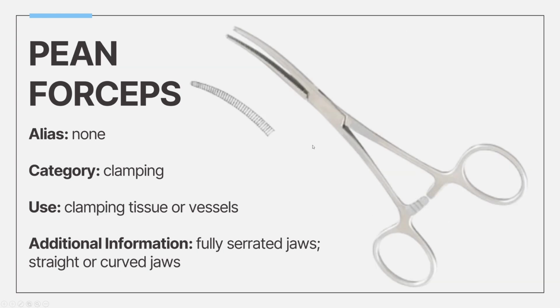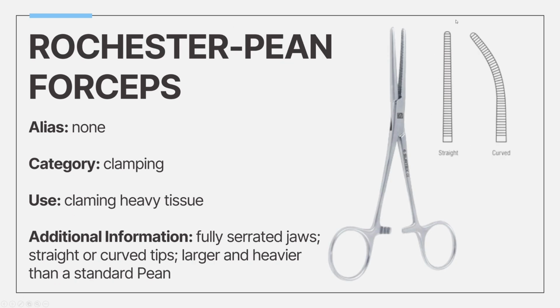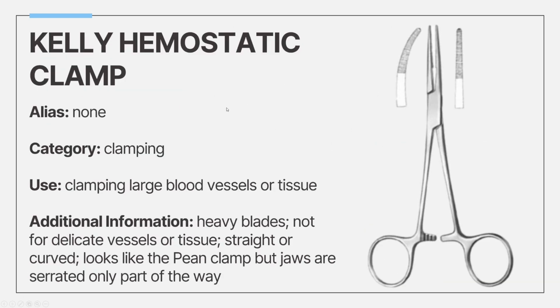So we have pin forceps here. So this one is just a smaller version of the Rochester pin, really. And they have the same function, but the pin forceps is actually used for vessels too. And just like the Rochester pin, they have straight or curved jaws, like this one. And then the Kelly hemostatic clamp, as you can see here, unlike the Rochester pin and pin forceps, this one is only half serrated, and they're used for clamping large blood vessels or tissue.